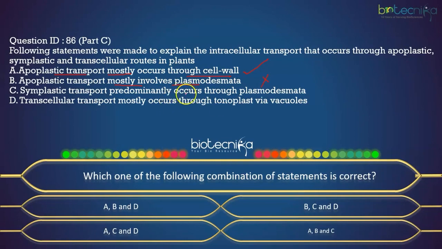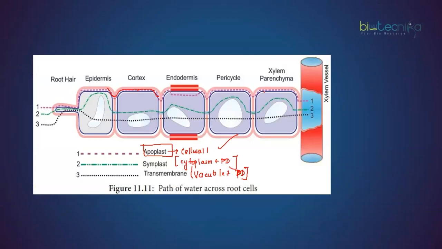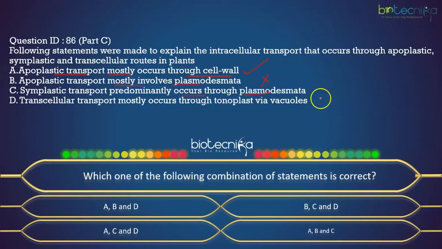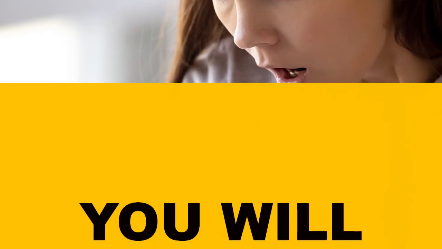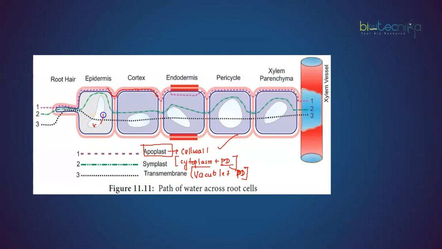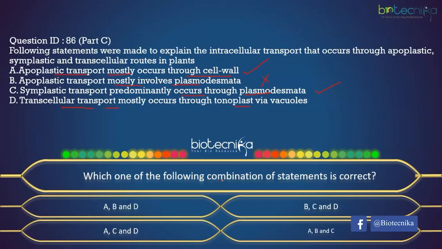But symplast predominantly occurs through plasmodesmata, correct, because cytoplasm and plasmodesmata. So this is a correct statement. And transcellular transport goes through vacuoles through the tonoplast. Yes. So it is going through the vacuole and this is the tonoplast. So this statement also goes correct. So what are the correct statements? A, C and D. So the correct answer for this question is option number C.